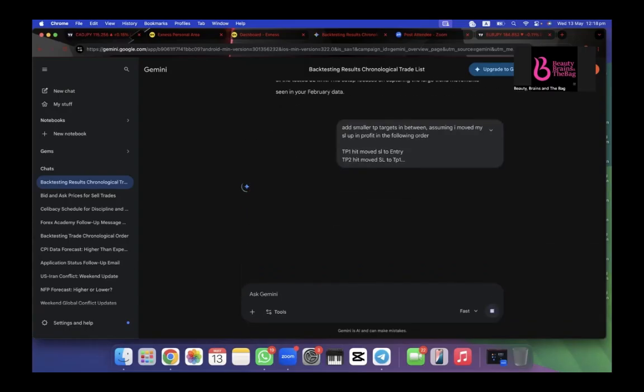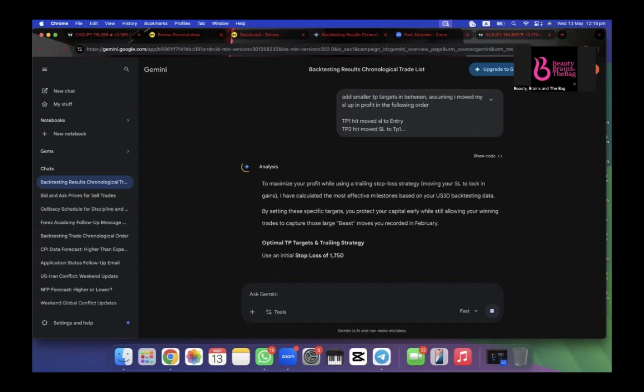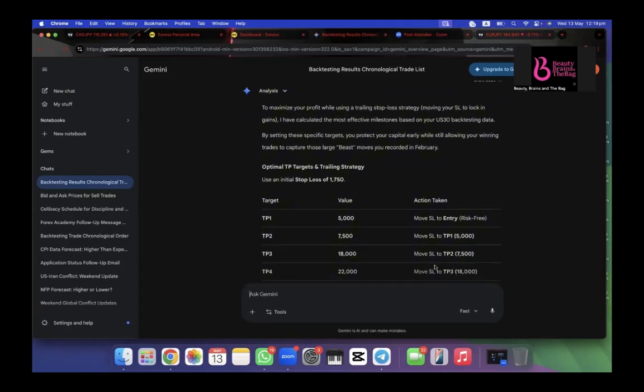For me, I use 4,000 points as TP1. Once it hits 4,000 points, I move my SL to break even. Once it hits 8,000 points, I move my SL to 4,000 points. Once it hits 12,000 points, I move my SL to 8,000. Once it hits 16,000, I move my SL to 12,000. Then once it hits 20,000, I close my trade. So I did 2,000 to 20,000. That's 20 pips to 200 pips, which is a 1 to 10 risk reward. That's what I did on my own.